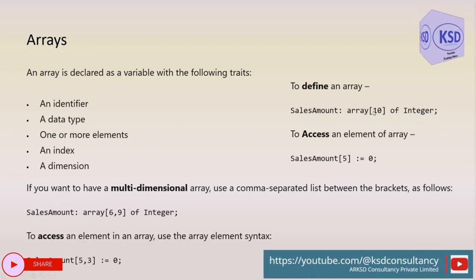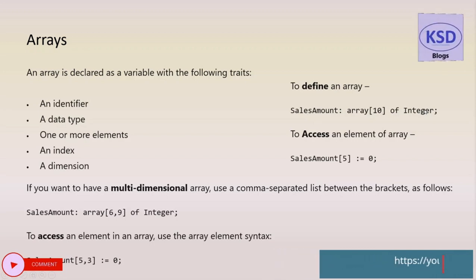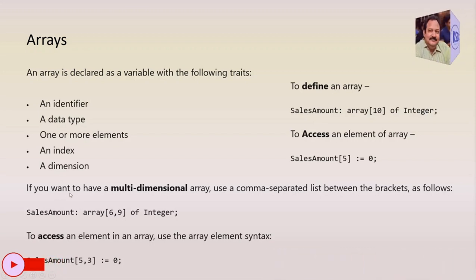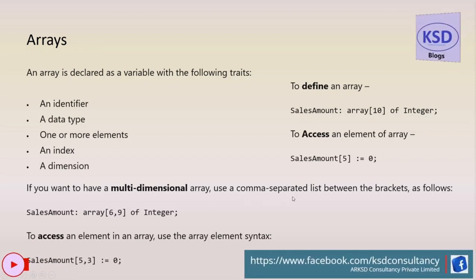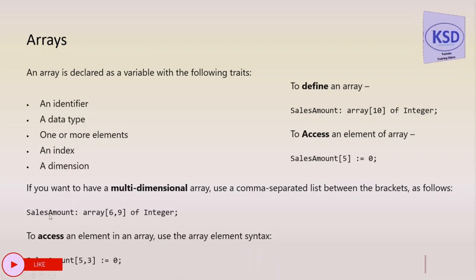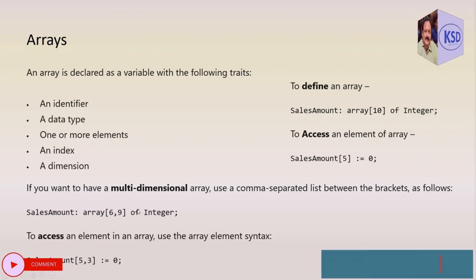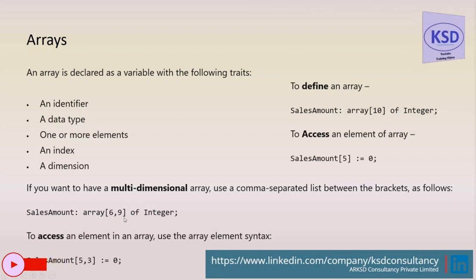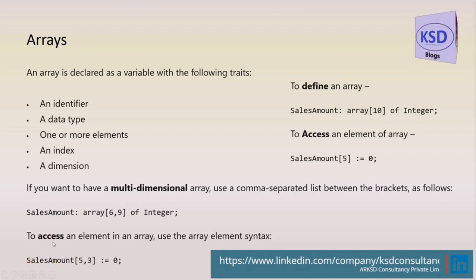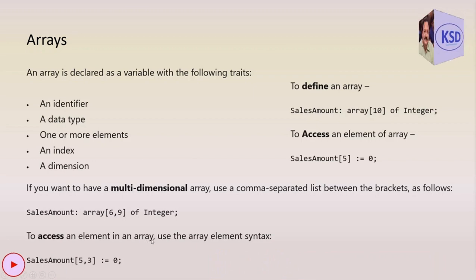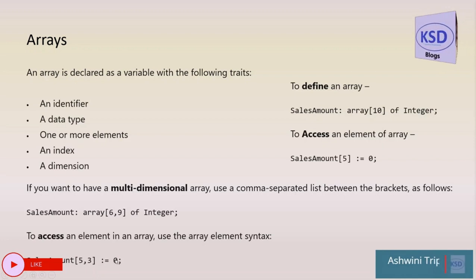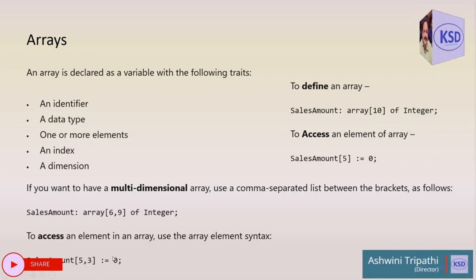So this defines basically a one dimension array. If you want to define a multi-dimensional array, you can use a comma separated list between the brackets, as in sales amount array of 6 rows, 9 columns, which will be storing the integer value. Similarly, to access them, you can use the row column index, and this is basically assigning a value of 0.